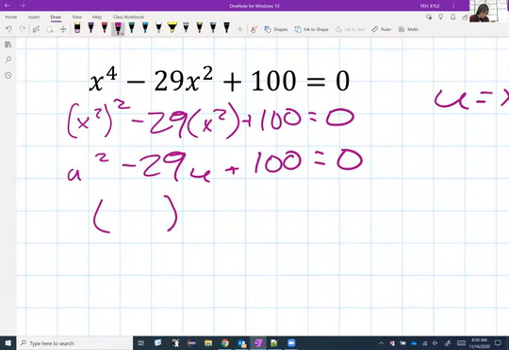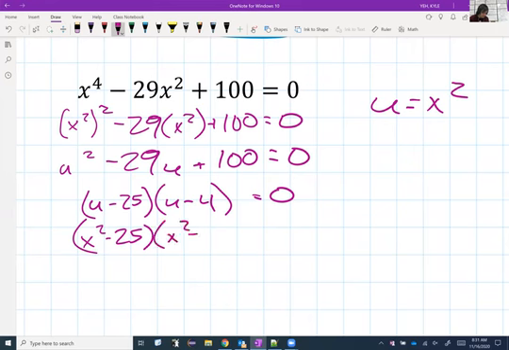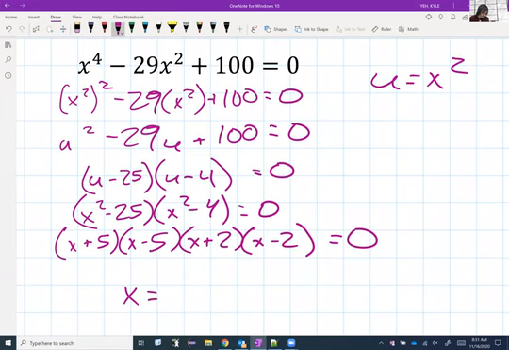Which means, as we did before, I'll set up my parentheses, u minus 25 times 4. And now that we got the u's broken down, we can sub back in our x squareds. x squared minus 25, x squared minus 4 equals 0. Difference of 2 squares, so x plus 5, x minus 5, x plus 2, x minus 2 equals 0. So x equals, what would make each of these equal 0 on their own? Negative 5, positive 5, negative 2, positive 2.